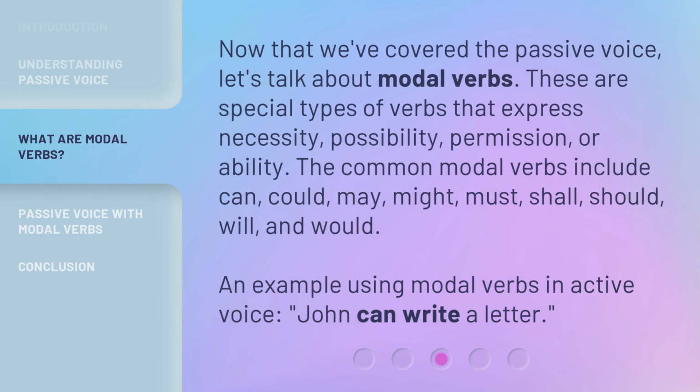Now that we've covered the passive voice, let's talk about modal verbs. These are special types of verbs that express necessity, possibility, permission, or ability. The common modal verbs include can, could, may, might, must, shall, should, will, and would. An example using modal verbs in active voice: John can write a letter.